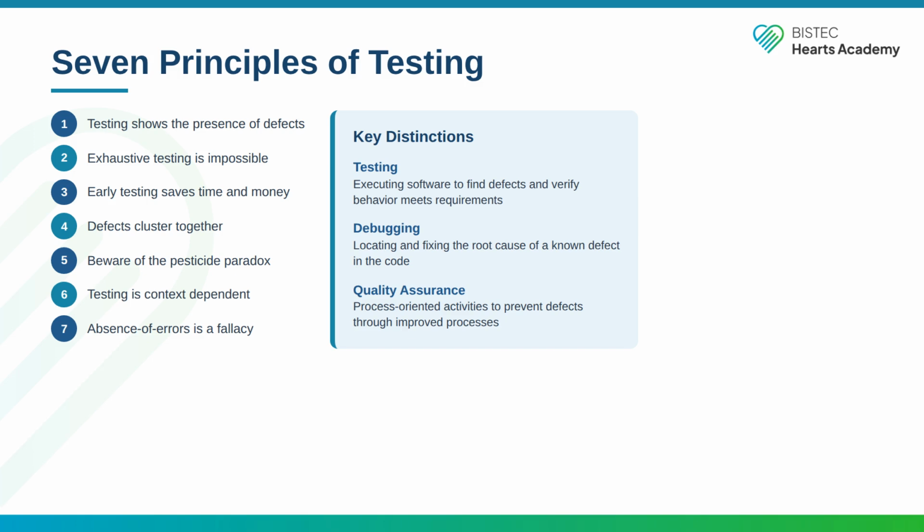There are probably more nearby. Principle 5. Beware of the pesticide paradox. If you run the same tests over and over, they stop finding new bugs. Just like pesticide, insects develop resistance.